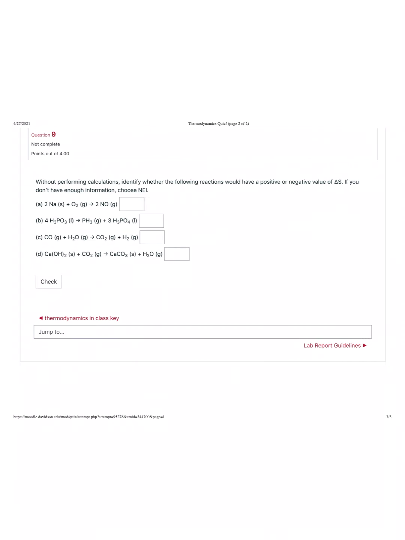And finally, if we look at 9, what's the deal with 9 here? Again, we have several standards that allow us to make predictions qualitatively about the entropy change of a reaction. On the left-hand side, we go from 2Na plus O2 gas to 2NO gas. This is going to be a positive change. Why, you may wonder? Two things. Number 1, we're getting rid of a solid. And number 2, we go from 1 mole of gas to 2 moles of gas. When a reaction increases our moles of gas, it's going to be a positive, favorable, or increasing entropy change.